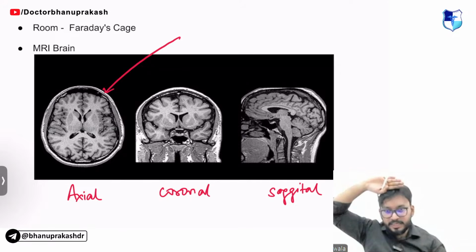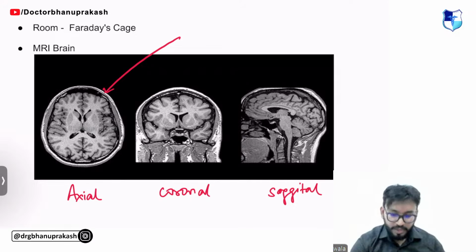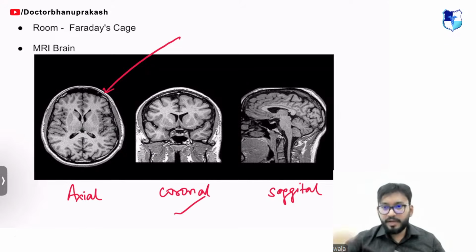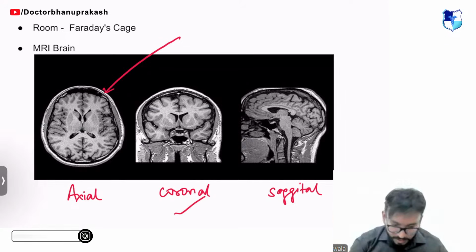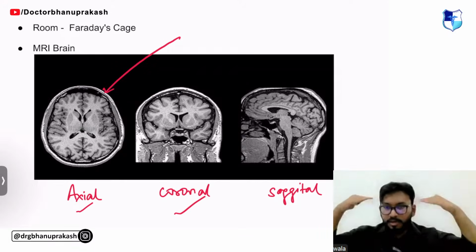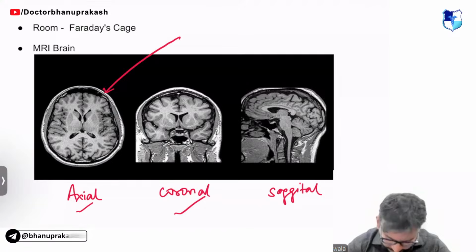The coronal plane is like this. So if I cut from here and I look from the front, this is what I get, and this is the coronal view. And if I cut horizontally, through and through, and look from above, this is what I get. This is the axial or the transverse view, and this is MRI, guys. Basics of MRI.